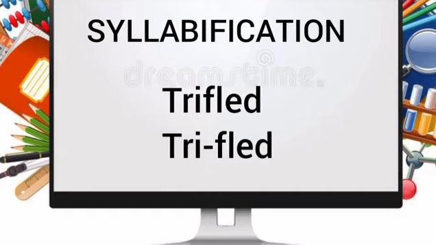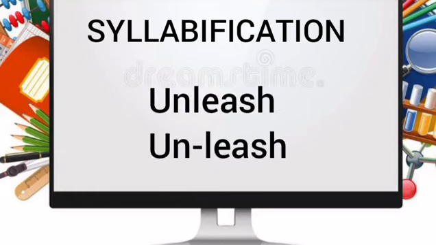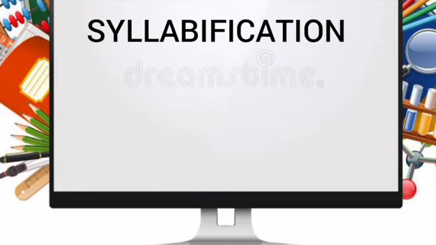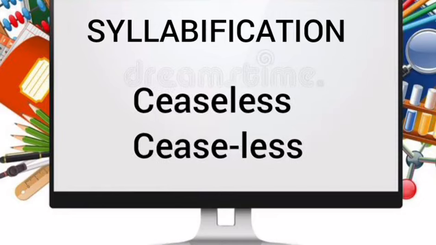Okay, next point. The word with a prefix is divided between the root word and the prefix. Okay, so unleash. Have you seen unleash? Un is a prefix, right? After that we have split. Okay, next one. The word with a suffix is divided between the root word and the suffix. Okay, you can see grievous. OUS is a suffix. Ceaseless. Less is a suffix.